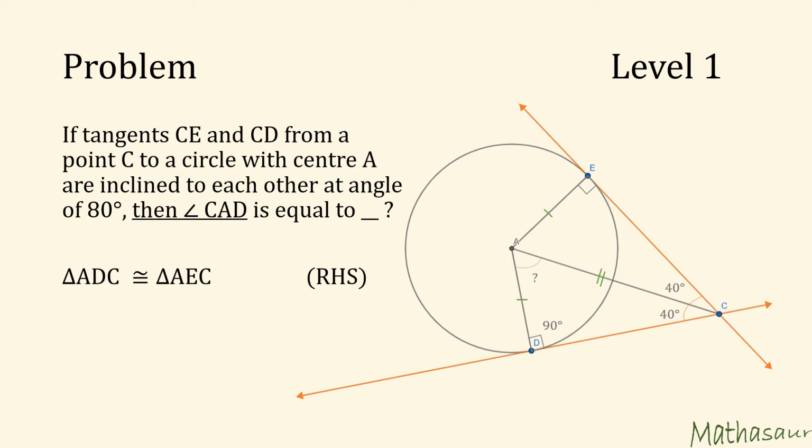Now let us look at our triangle ACD once again. We know two of the angles. But we know that the sum of angles of a triangle is equal to 180 degrees. So let us substitute the values and we find angle CAD as equal to 50 degrees.